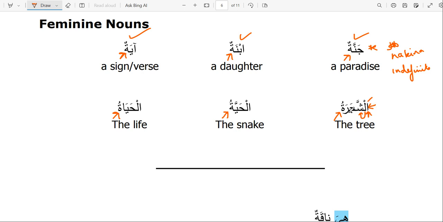Similarly, this is laam taareef. Al-hayyatu. We will pronounce this lam, because the next letter does not carry a shadda. So this is lam qamariya, pronouncing the lam. Then al-hayyatu. Al-hayatu. This is the life. As you can see, there is no shadda here. So these are all feminine nouns, and the rules with the al, hamzatul wasl.